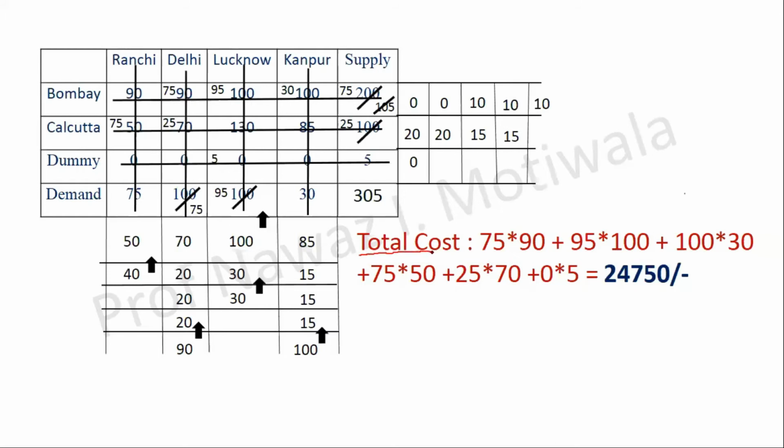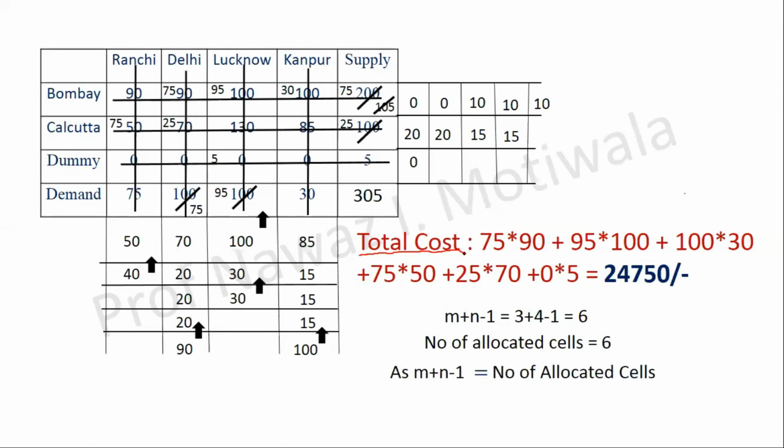Now we have to find out whether this cost which we have found is optimal or not. For that, we need to first check whether our solution is non-degenerate. Yes, we have the equation m plus n minus 1. The number of rows is 3, the number of columns is 4, minus 1, I get the answer 6. The number of allocated cells, if you count, is also 6. So as m plus n minus 1 is equal to the number of allocated cells, our solution is non-degenerate. That means everything is complete.